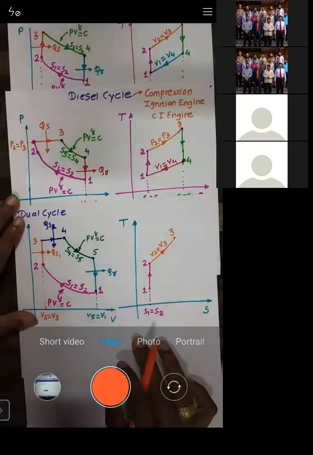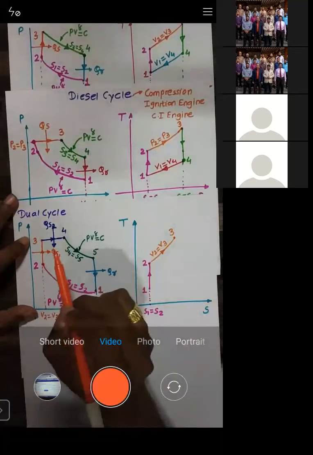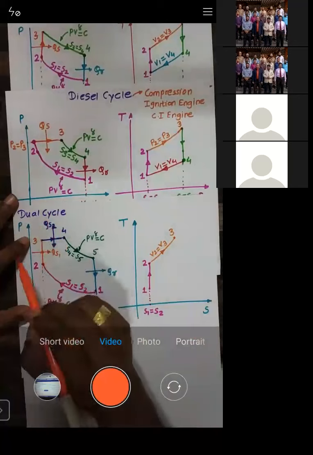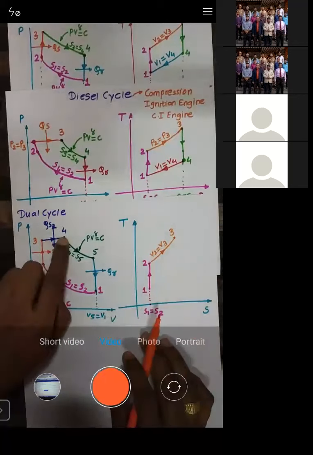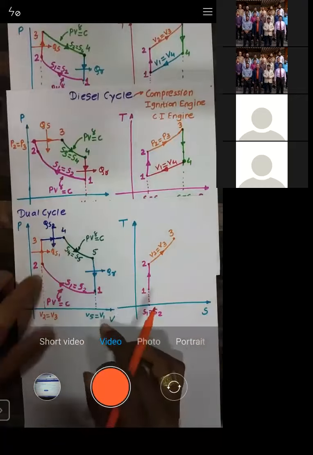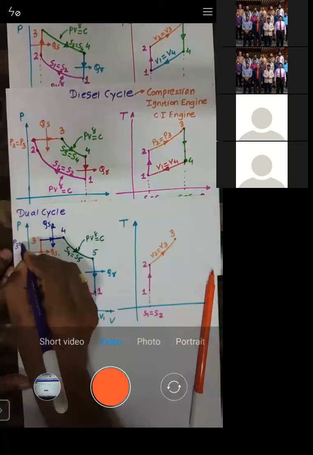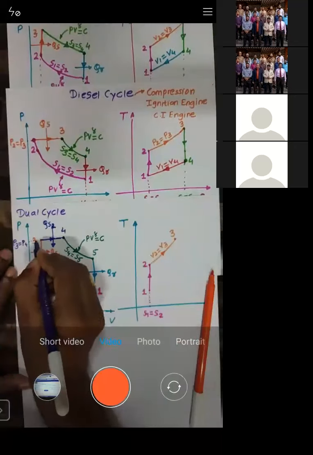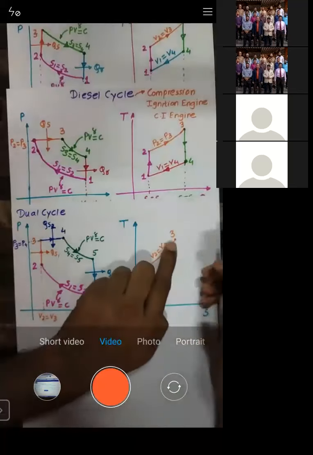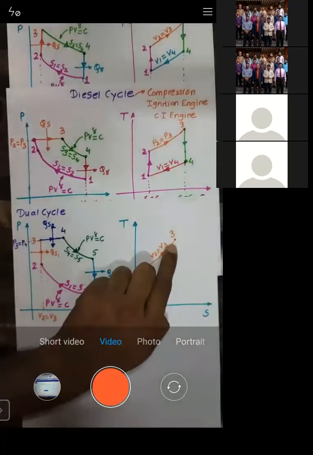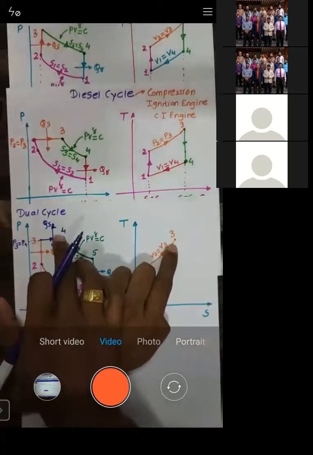Now let us move to process 3 to 4. During 3 to 4 also the heat is added, at a constant pressure. I will also mention here P3 is equal to P4 on this line. So from point number 3, I need to move on a constant pressure line, because from point number 3 to 4, pressure is constant.